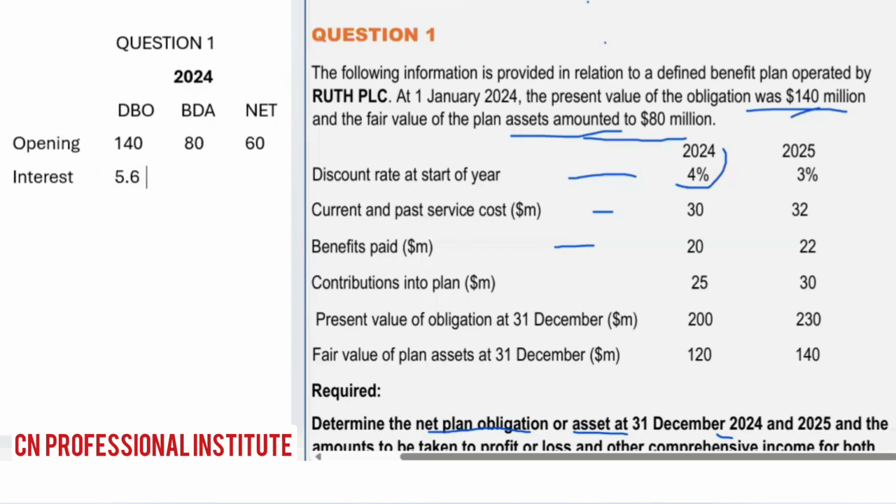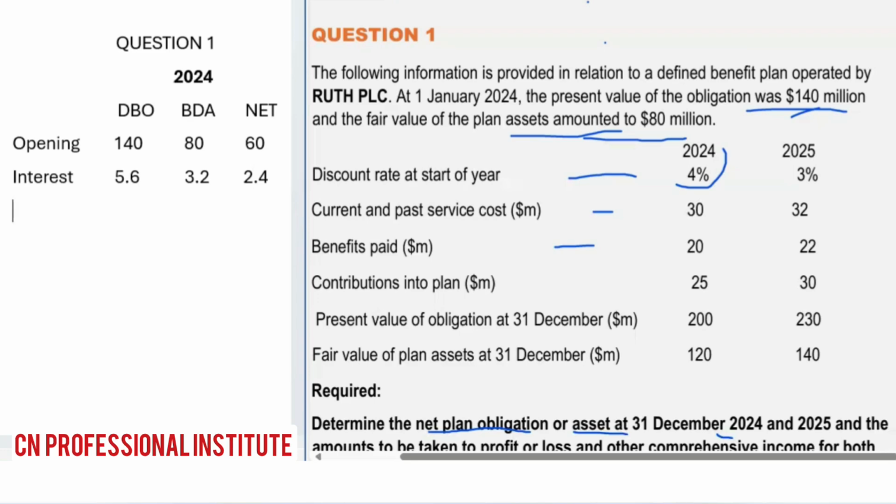We're cross-checking the figures. When we go to the asset, that will be 4% of 80, which gives us 3.2. Then the net will be 2.4. This 2.4 is a net interest expense because the interest cost is more than the interest income. So the 2.4 is interest expense, not interest income.